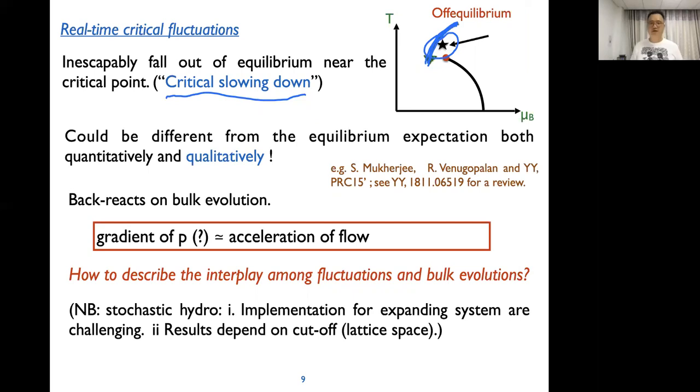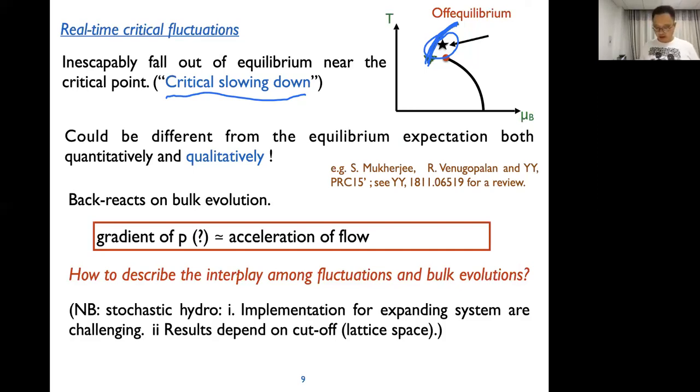In the past few years, we have been trying to translate this intuitive expectation into equations and into solutions. It turns out that the off-equilibrium, or real-time, critical fluctuations can be different from equilibrium expectations, not only at the quantitative level but also at the qualitative level. First of all, this is not the end of the story, because in principle those off-equilibrium effects would react back on the bulk evolution.